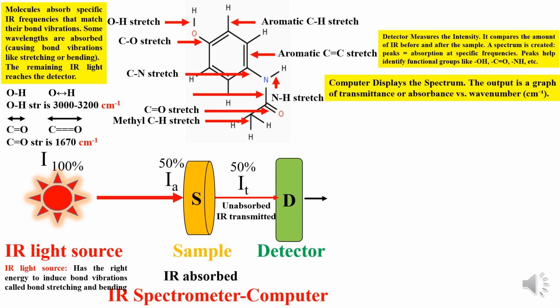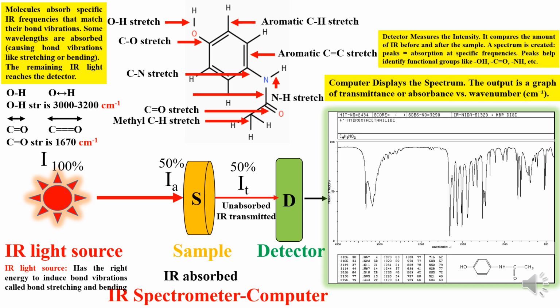So the computer displays the spectrum. The output which is displayed on the screen is a graph of transmittance or absorbance on the y-axis versus the wave number in centimeter inverse on the x-axis. And I've already explained the significance of this wave number, why the organic chemist prefers the wave number rather than wavelength.